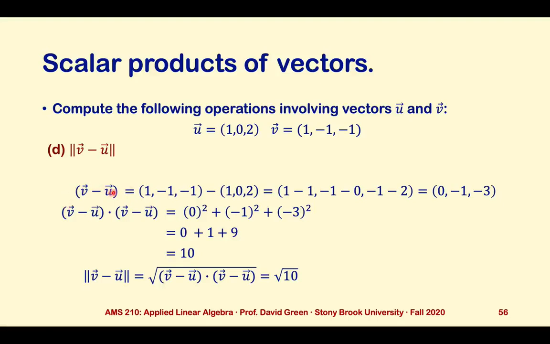Then we're ready to evaluate the norm. The norm is the square root of the dot product with itself. So we calculate the dot product of the vector we just computed with itself. Sum of the squares of corresponding terms, 0 squared plus negative 1 squared plus negative 3 squared. 0 plus 1 plus 9 is 10. So the norm of this vector is the square root of the dot product of that vector difference with itself, or the square root of 10.